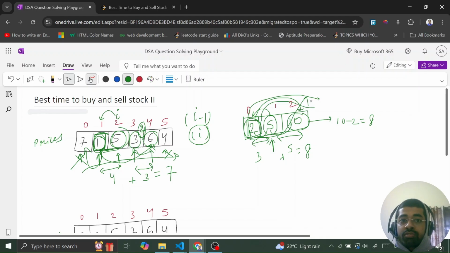We don't have to keep track of that. We will just check the ith point, we will just check the i minus 1th point, and we will see if we can make a profit here or not, and that's it. With this, we will traverse the whole array and it should suffice.